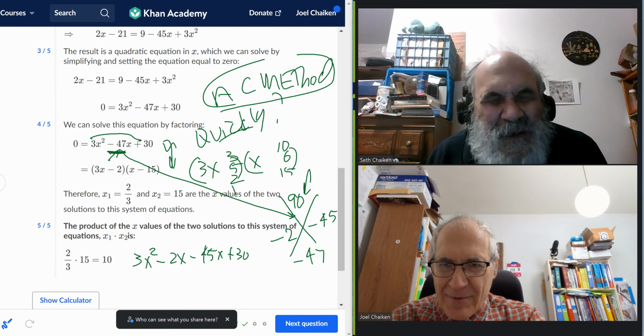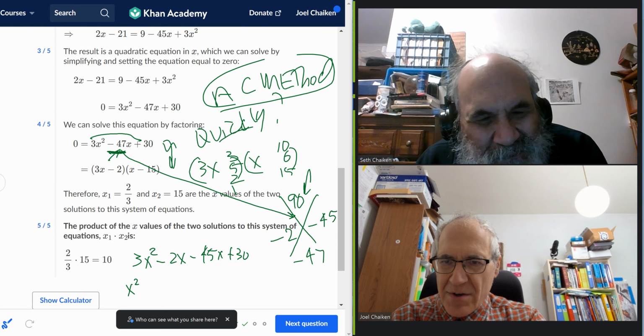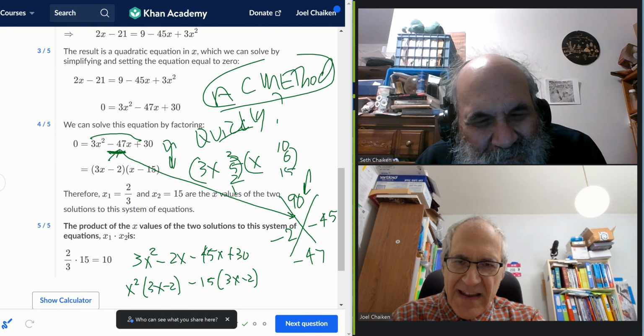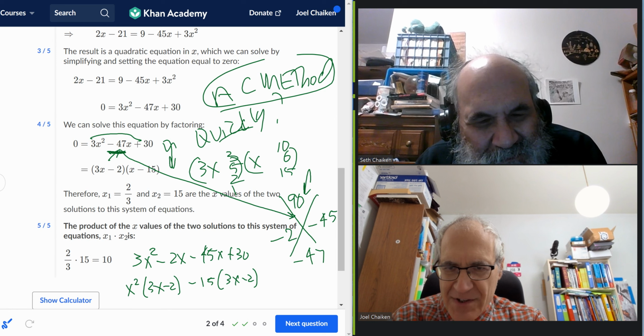Now we do GCF factoring, which we all like to do. We put an x squared here, and we do 3x minus 2. And we take a 15 out of here, and we do 3x minus 2. And now we do factor by grouping.